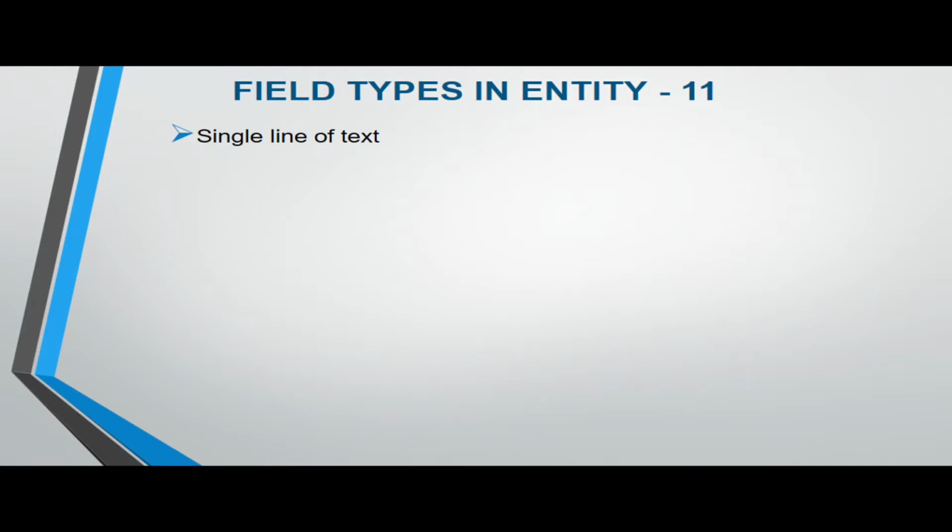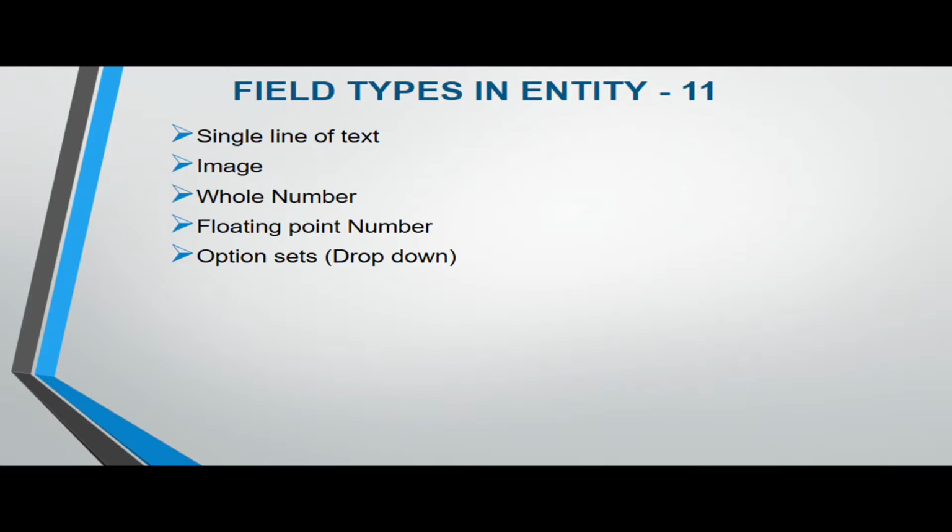The first one is single line of text. It's a common field whose data type will be single line of text. So you can create a new field or an attribute with a data type that is single line of text. The second one is image. You can upload an image to some particular record. So for that purpose, you make a field with an attribute image. You can assign a whole number attribute. You can give a floating point number. You can give the option sets, that is commonly known as a drop down menu.